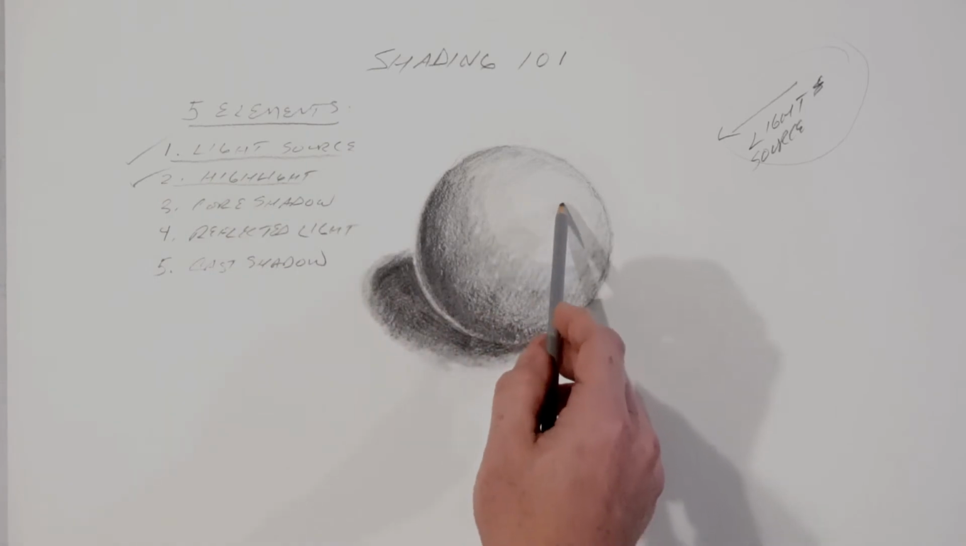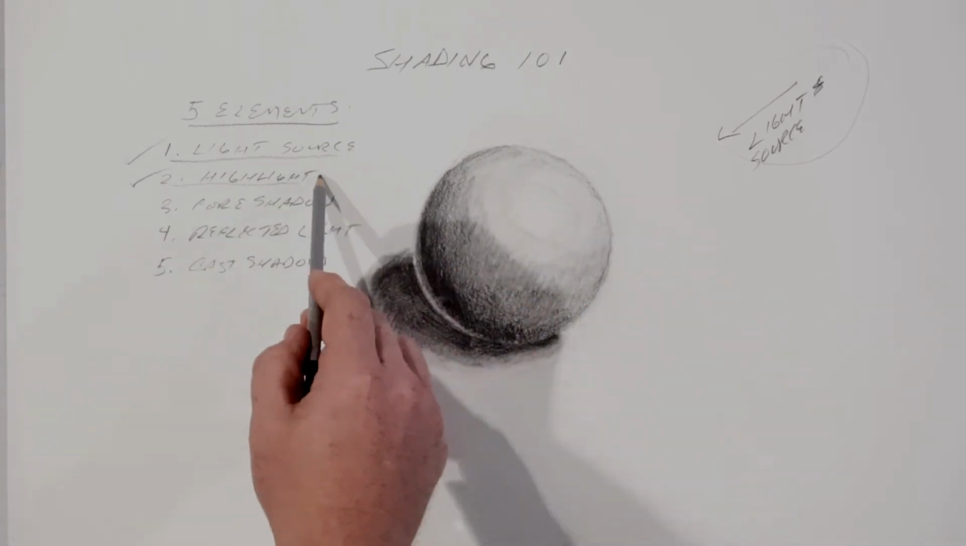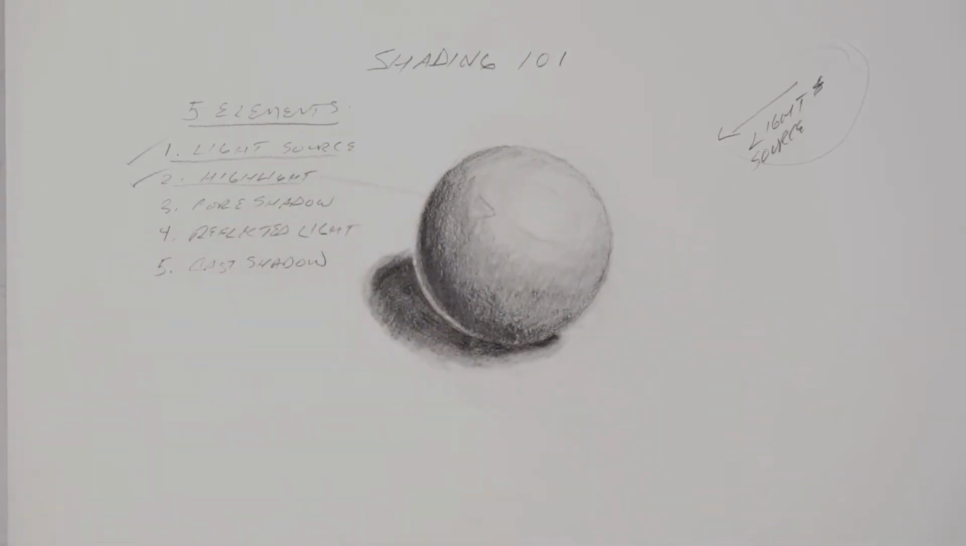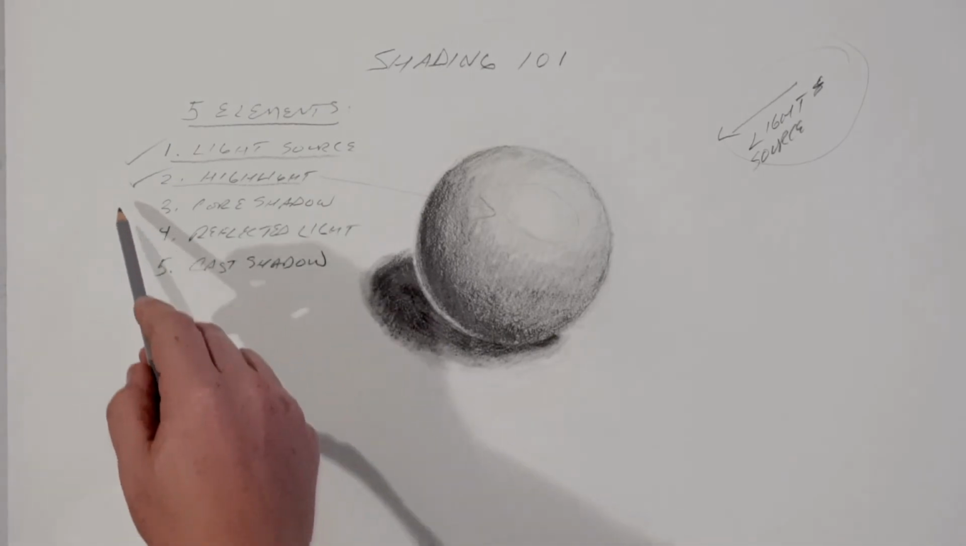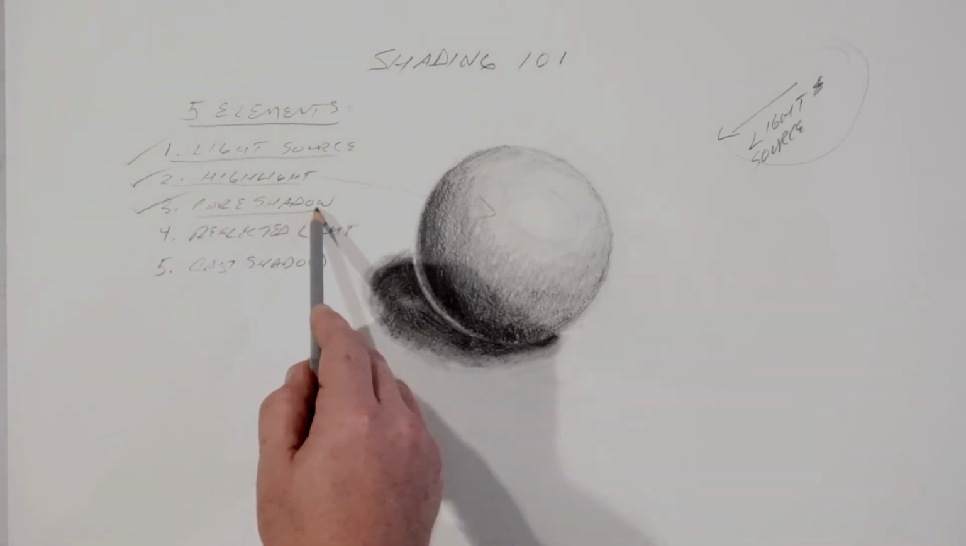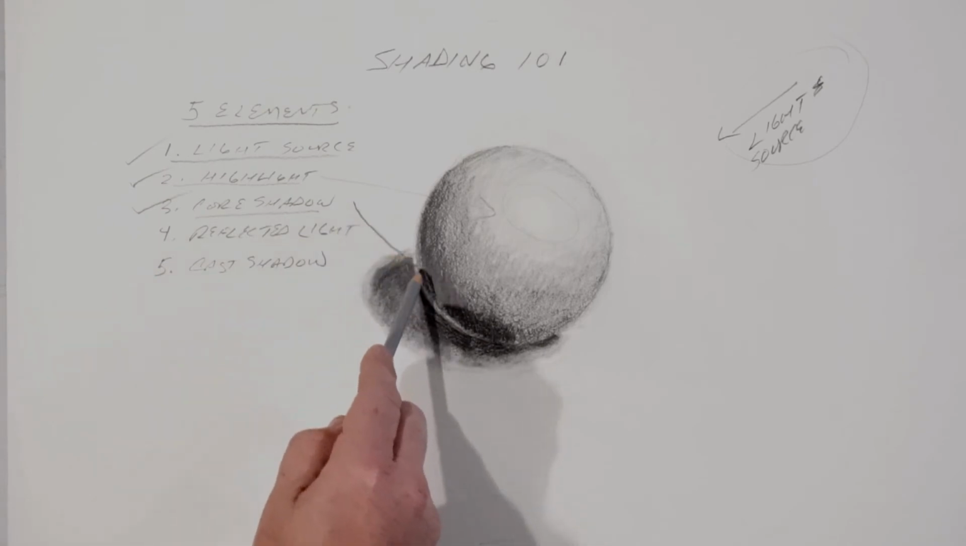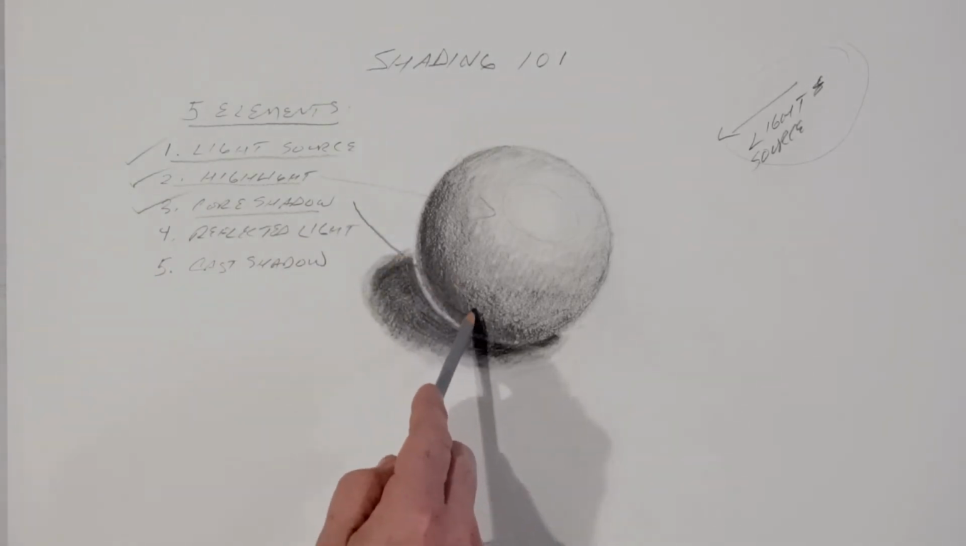Number 2, the highlight. This is the area that you see circled here that really has no shading. It's most directly affected by your light source. Number 3, your coarse shadow. It's opposite your light source, so your darkest value of shade in this area here.